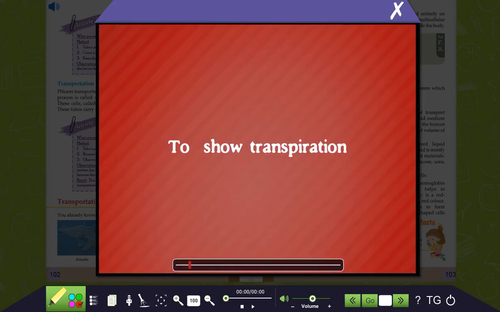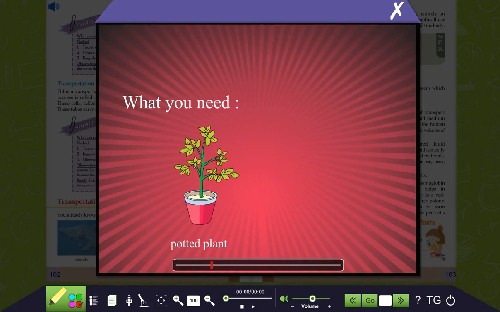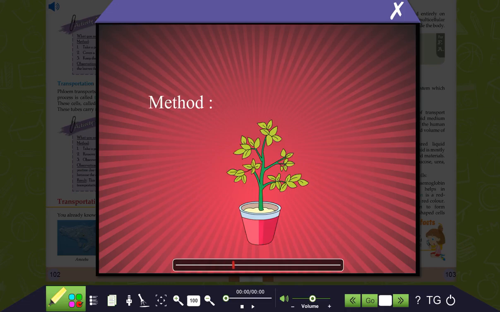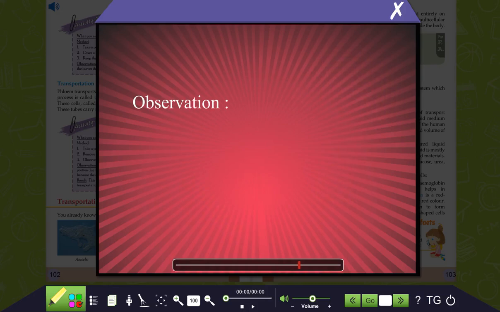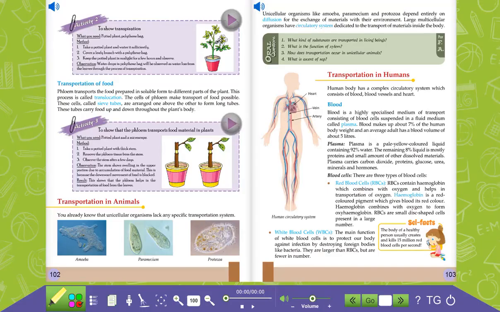Activity 2. To show transpiration. What you need: potted plant, polythene bag. Method. 1. Take a potted plant and water it sufficiently. 2. Cover a leafy branch with a polythene bag. 3. Keep the potted plant in sunlight for a few hours and observe. Observation: water drops in the polythene bag will be observed as water loss from the leaves through the process of transpiration.